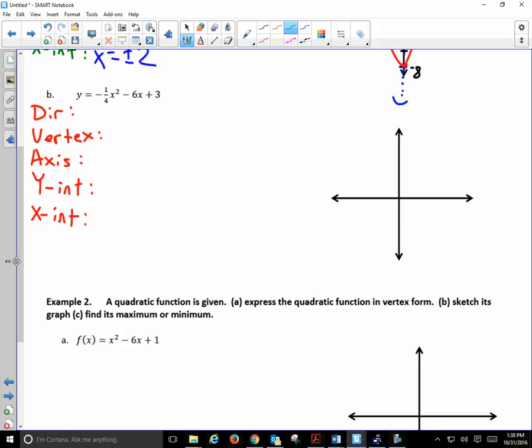All right, direction, up or down? Down. Why? It's negative. Yep, there you go. Vertex, negative b. What's negative b? 6 divided by 2a. What's 2 times negative 1/4? Negative 1/2. And so 6 divided by negative 1/2, I will multiply by the reciprocal and get negative 12.